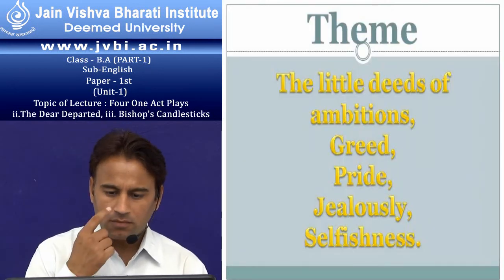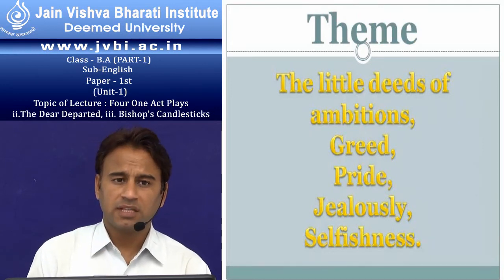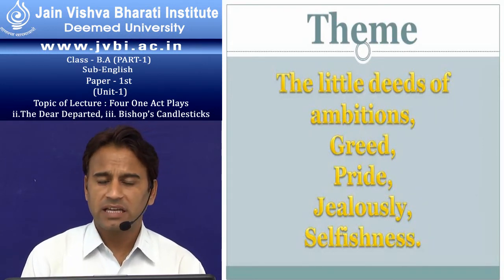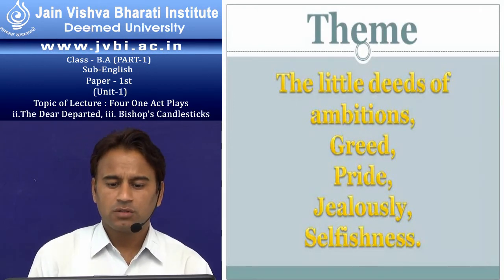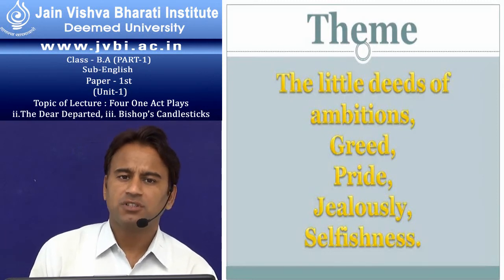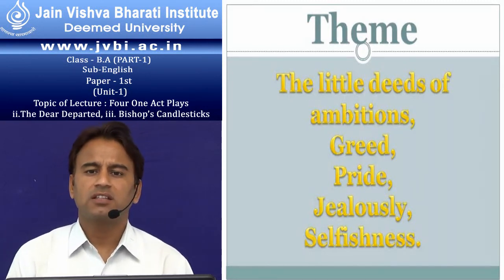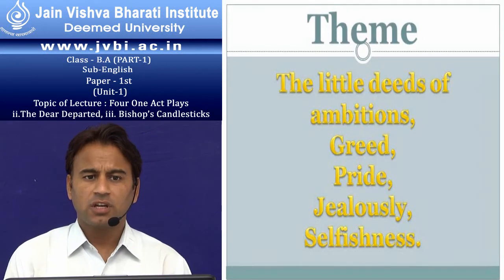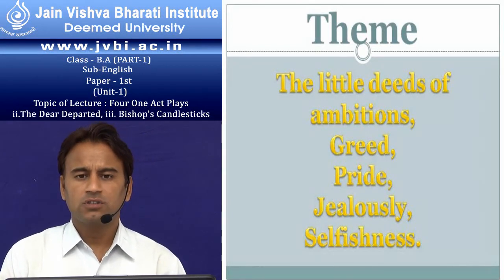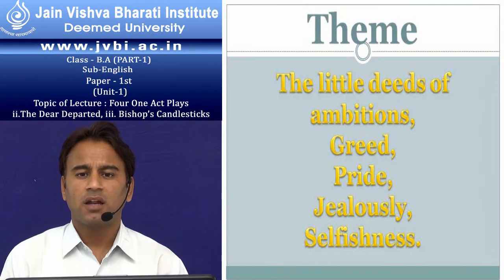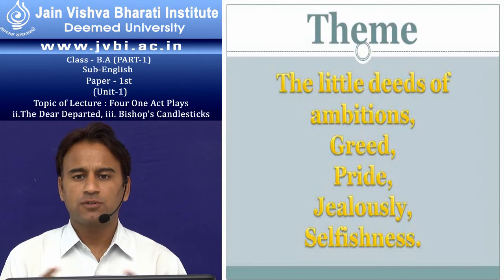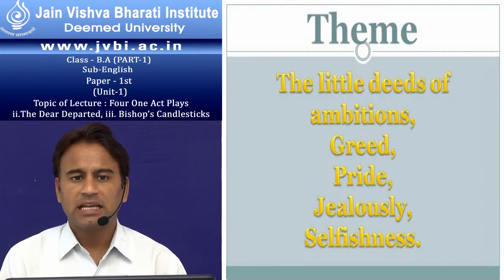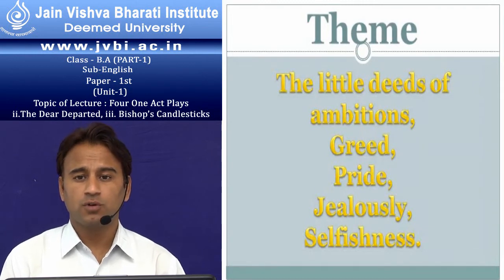Theme. The little deeds of ambition. There are three major characters in this play, Mr. Abel and his two daughters. And both the daughters have ambitions. They have the ambition to take over the property of their father. They show greed. Another theme is greed. Both the sisters are greedy. They want the things for themselves alone. They want to capture the property of their father. Then pride. There is a moment when Mr. Abel is proud of his watch and proud of his bureau table.